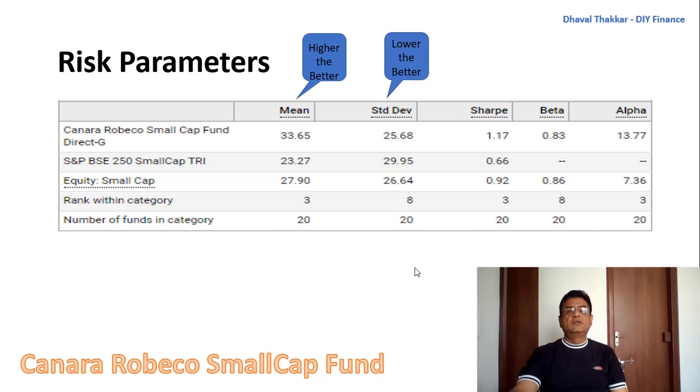The third one, Sharpe ratio, that is a tool to measure the risk adjusted return, which is 1.17, which is more than both the benchmark index and the category average. Here, the higher the value is better.